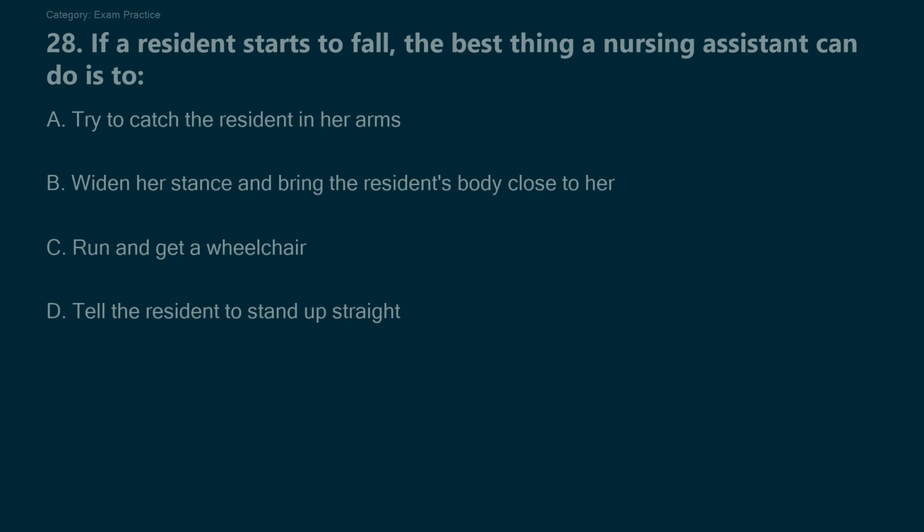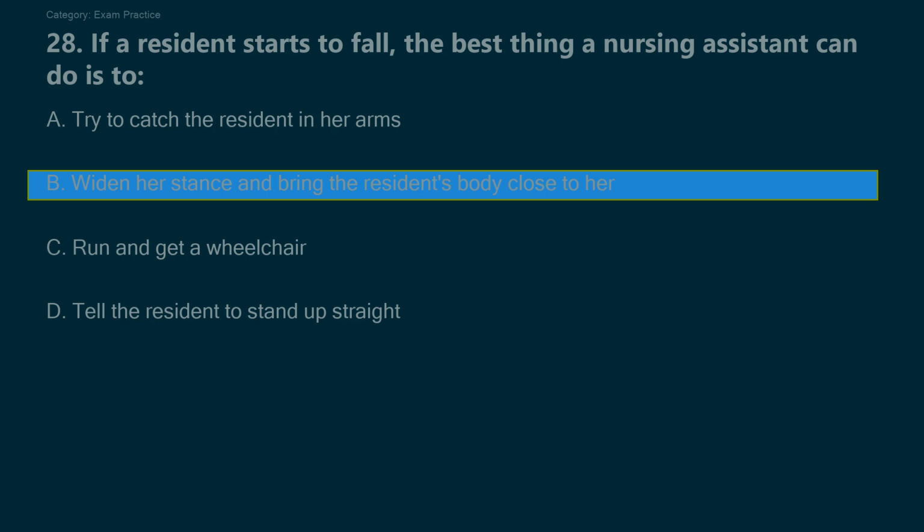Question 28. If a resident starts to fall, the best thing a nursing assistant can do is to: Option A. Try to catch the resident in her arms. Option B. Widen her stance and bring the resident's body close to her. Option C. Run and get a wheelchair. Option D. Tell the resident to stand up straight. The correct answer is option B. Widen her stance and bring the resident's body close to her.